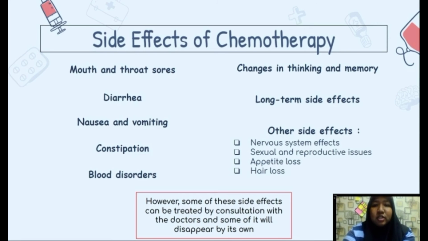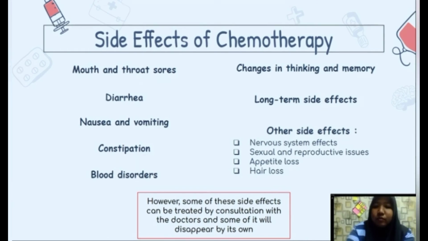Next is changes in thinking and memory. Some people have trouble thinking clearly and concentrating after chemotherapy treatment. Cancer survivors often call this chemo brain.